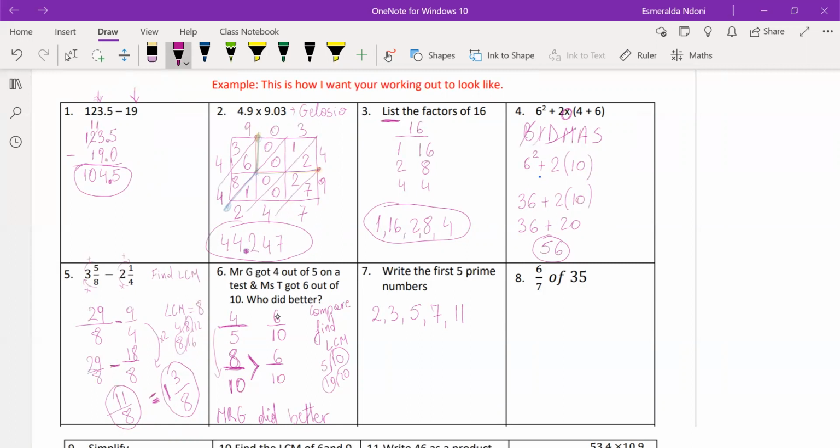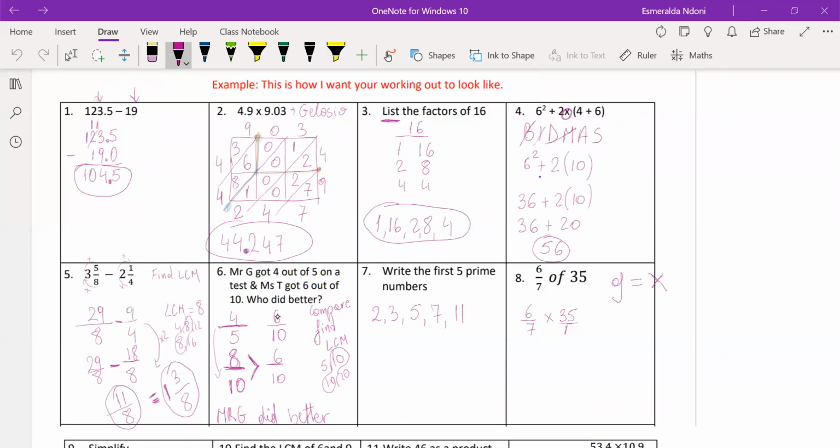Okay, question 8. 6/7 of 35. From the fraction videos, we know that of means multiply. So let's rewrite the question. 6/7 times 35. And it'll be easier to write it over 1. So then it's easier on the eye. Now we can see if we can simplify first. Again, if this is not making any sense, you need to go back and watch the videos.